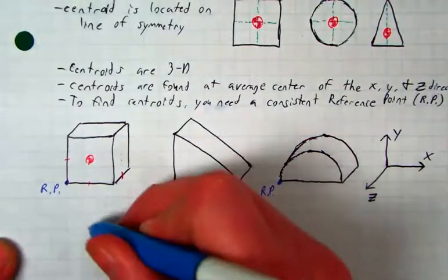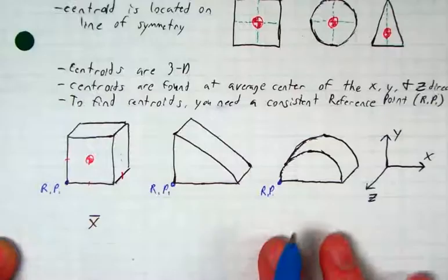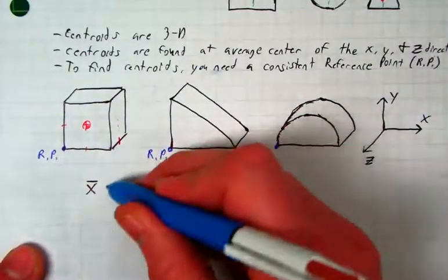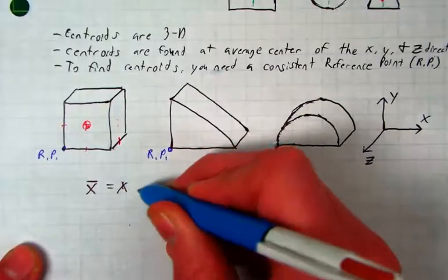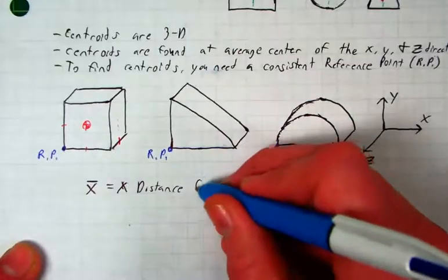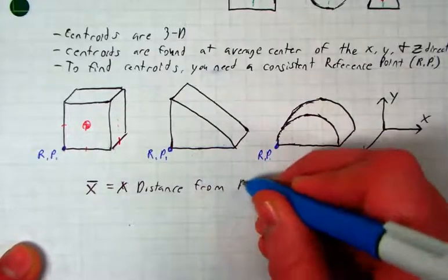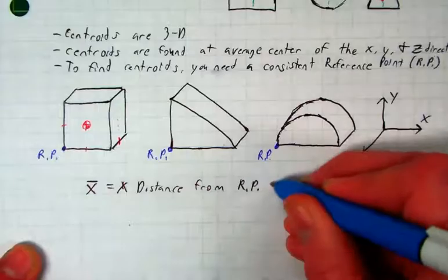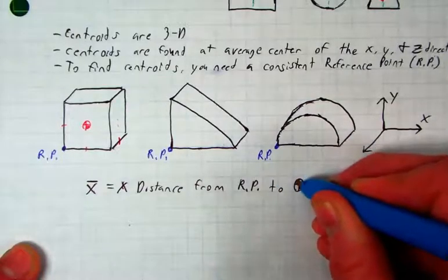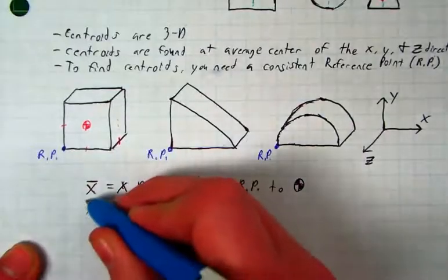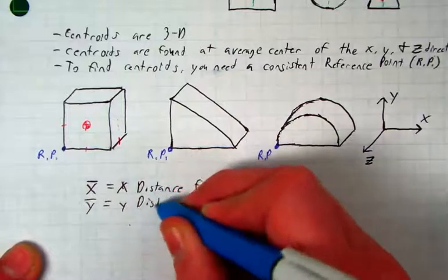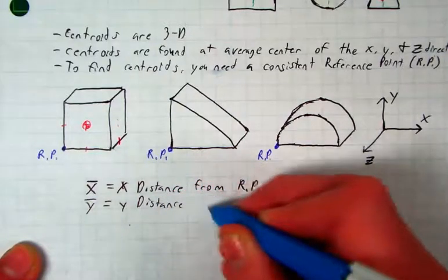So, when you see this symbol, an X with a line over it, when we're talking about centroids, what it's saying is, what is the X distance from our reference point to our centroid? The Y symbol means the same thing, but the Y distance from our reference point to our centroid.